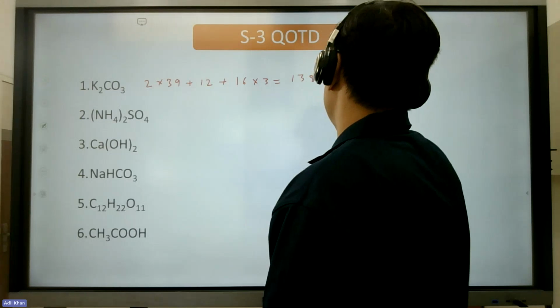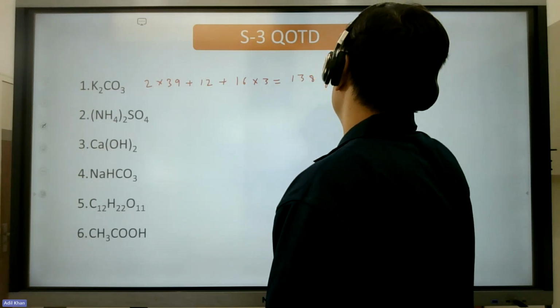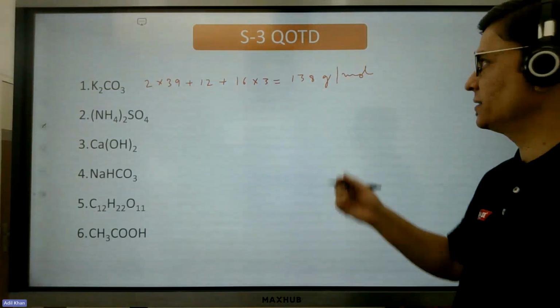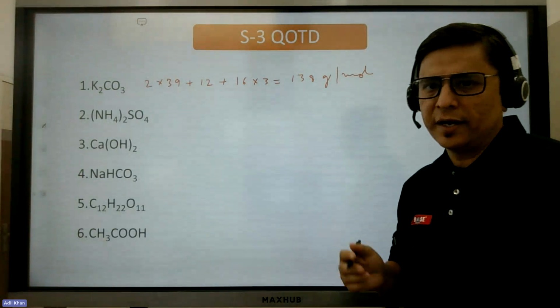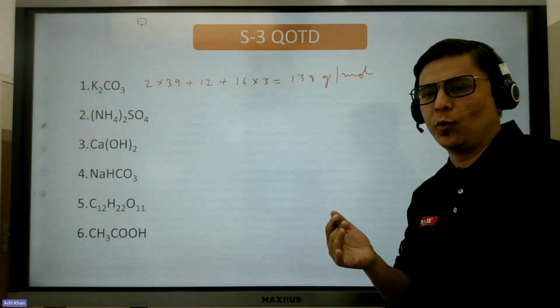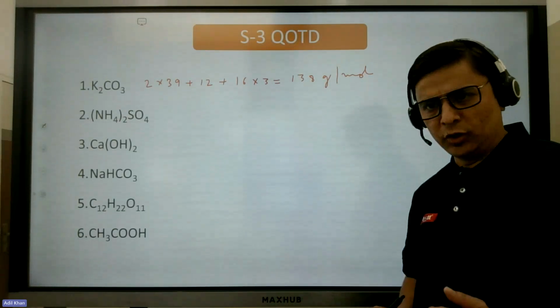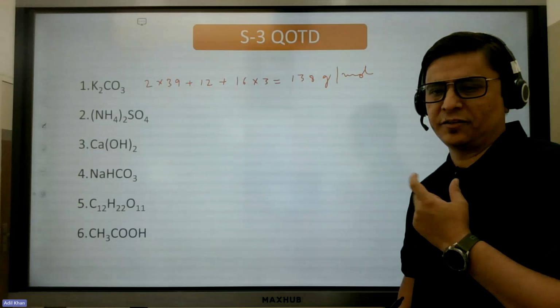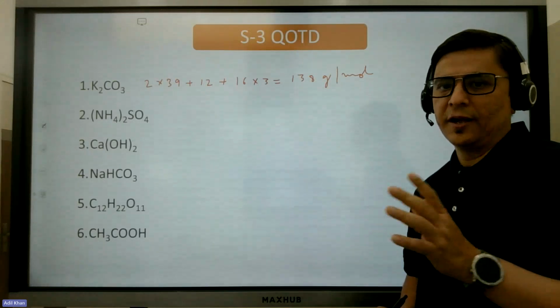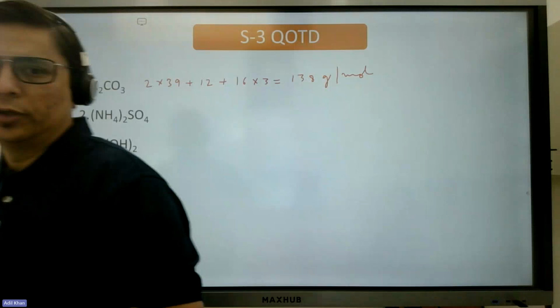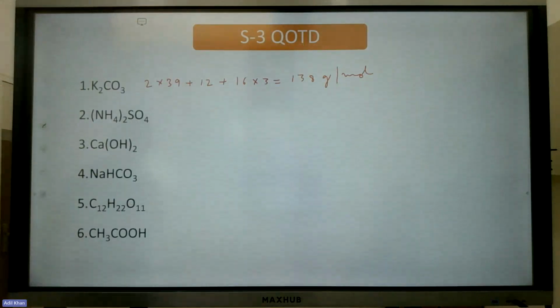138. If I am writing it as a molar mass, then it is 138 gram per mole. If I'm just writing it as molecular mass, it is 138 gram. So molar mass and molecular mass, there is a slight difference with respect to 1 mole for molar mass. So 138, are you getting it? Everyone got it? Good.